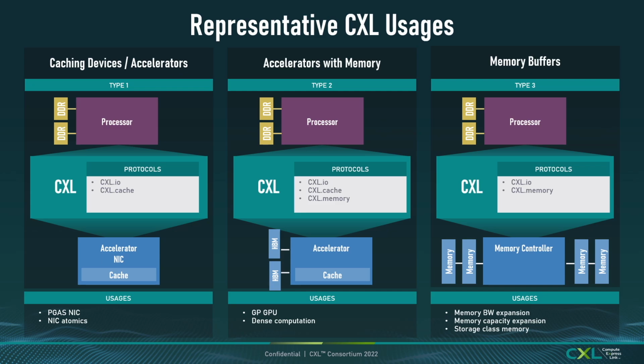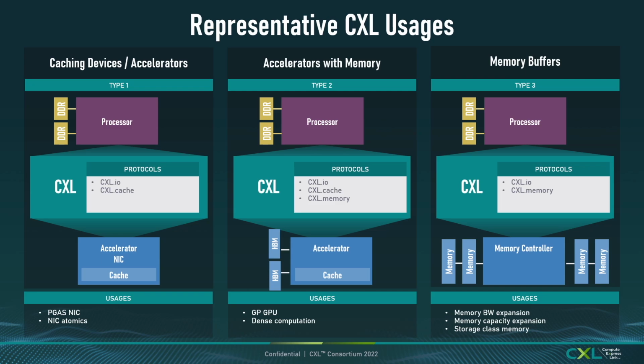And finally, we come to the type 3 device, which is not an accelerator at all. In fact, it's something akin to a custom memory controller using the CXL protocol. This memory controller doesn't need the .cache protocol, so it only uses the .io and the .mem protocol. You would use a custom memory controller for all kinds of memory usages, such as CXL attached memory bandwidth expansion and memory capacity expansion.